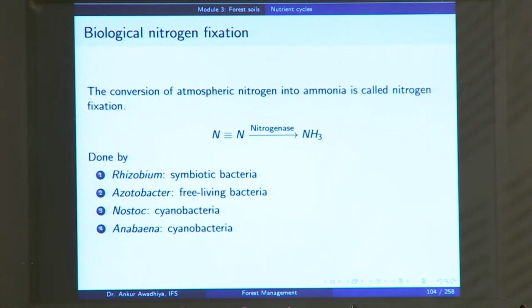Now, rhizobium is a symbiotic bacteria. Now, what do we mean by symbiosis? A symbiosis is a relationship between two organisms in which both these organisms are helping each other, and primarily through the provisioning of food and shelter.